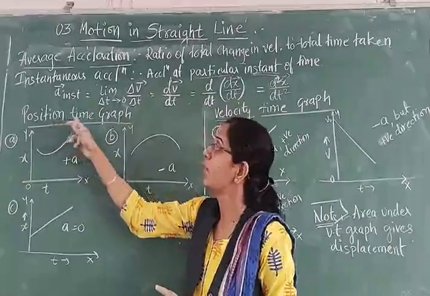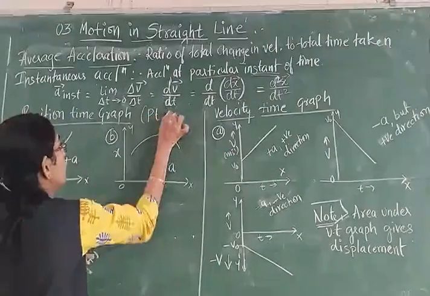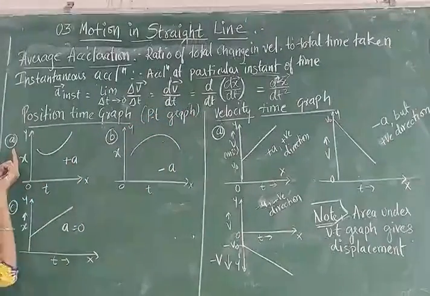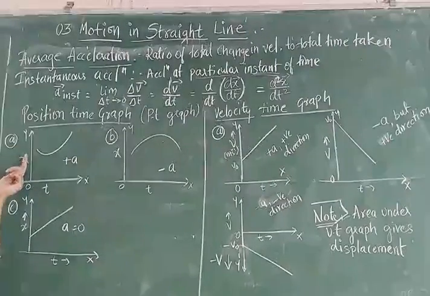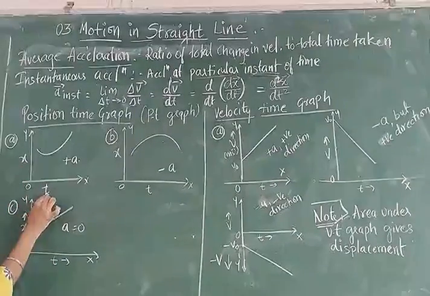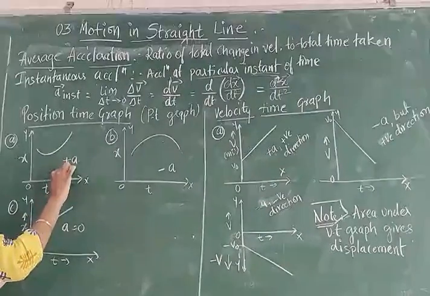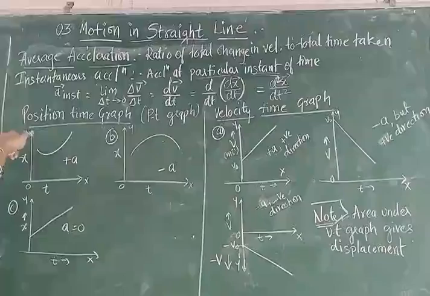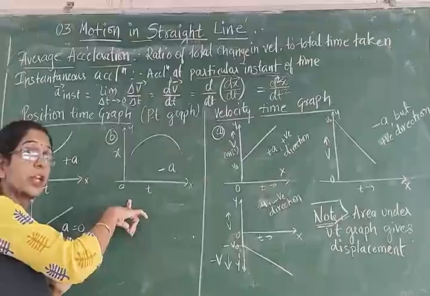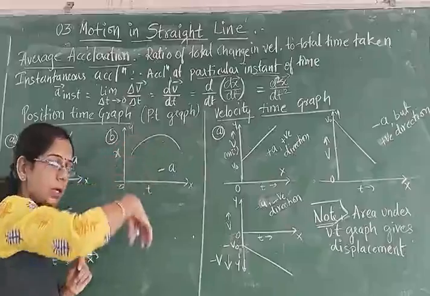It is again represented by the position-time graph. It is also called the PT graph. Here I have taken position or displacement of the object along the y-axis, and time along the x-axis. When x is changing with respect to time, this is the representation for positive acceleration. The position of the object is continuously changing with respect to time. Whereas here, this is the representation for negative acceleration. You will get a curve like this, which opens in the downward direction.